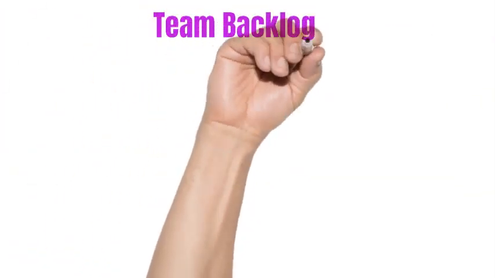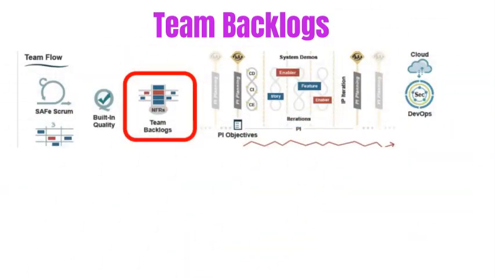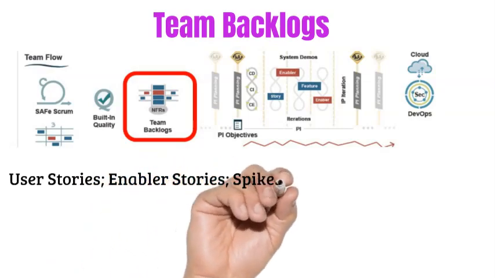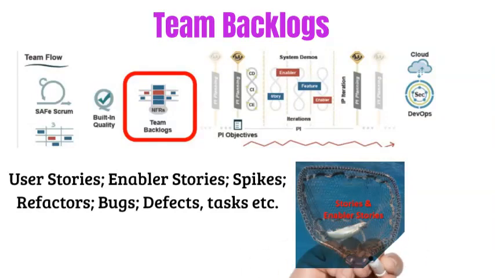Then comes the team level. In the team level, you have different work items: stories, enabler stories, spikes, refactors, bugs, defects, and tasks. Again, visualize this: I'm going to the fish pond, and I'm looking for small fish, small items. This subset of the backlog is called the team backlog. The team backlog is owned by a product owner, and there will be multiple team backlogs. There will be multiple teams in an agile SAFe context, so there are multiple product owners owning their own team backlogs.